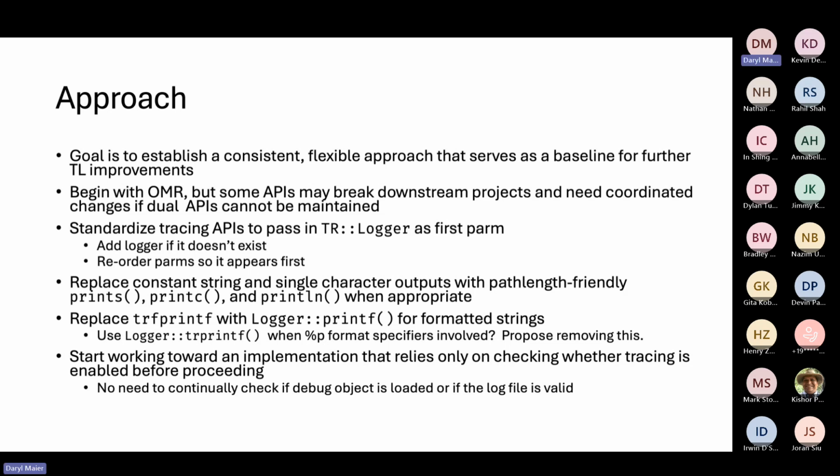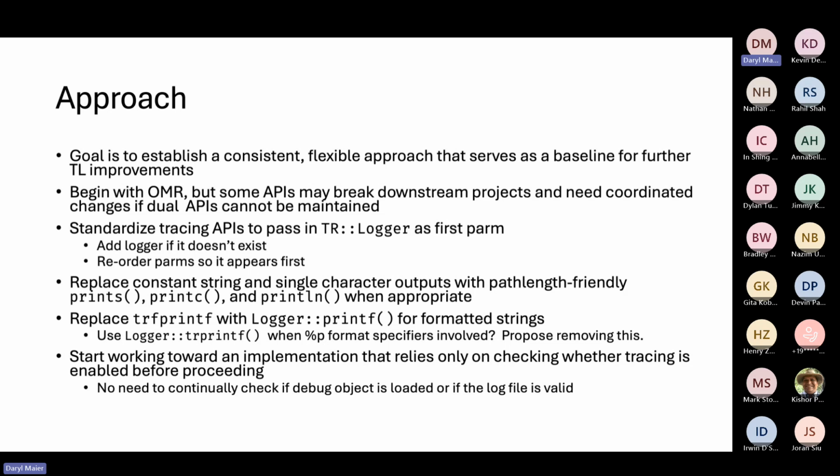So, standardized tracing APIs to pass in the logger as the first parameter. Right now, we do pass around TR files, but not every API accepts them, and not every API accepts it as the first parameter. It's somewhere within the argument list, so it's not a very consistent API. The idea here is to change the various tracing and logging APIs to add the logger if it doesn't exist, and then change the parameters so that it appears first.